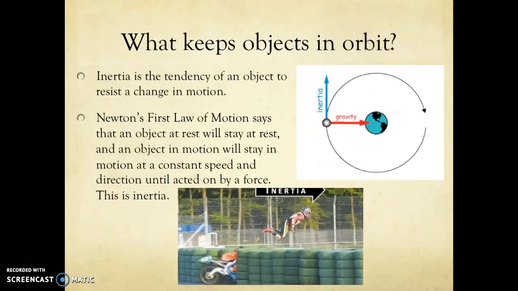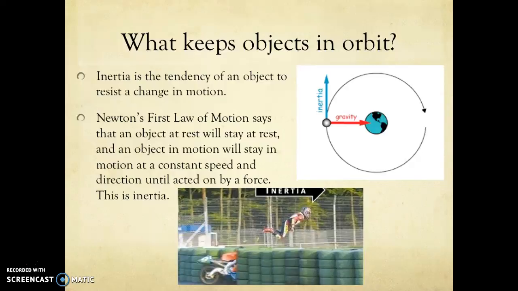Right. So what keeps objects in orbit? Gravity has a huge part to do with it. The other thing that has to do with objects in orbit is inertia. Inertia is the tendency of an object to resist a change in motion. Now this deals with Newton's first law of motion, and that says that an object at rest will stay at rest, and an object in motion will stay in motion at a constant speed in a constant direction until it's acted on by an outside force.